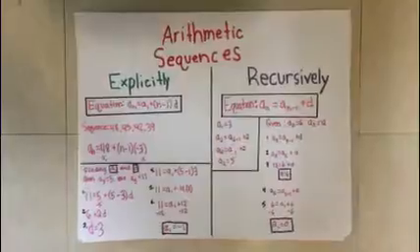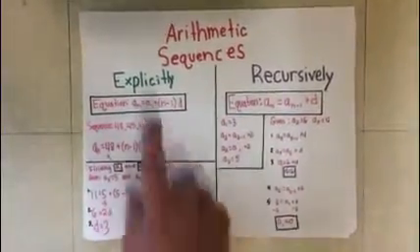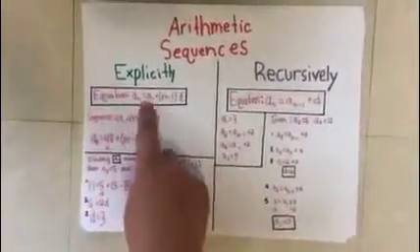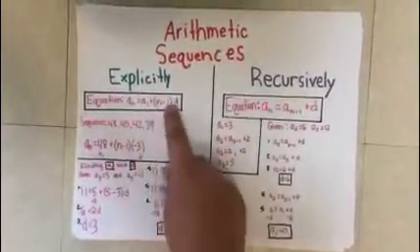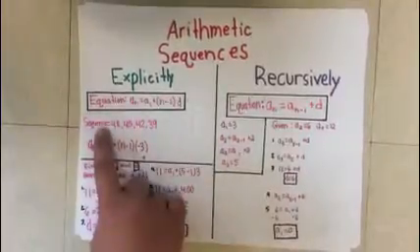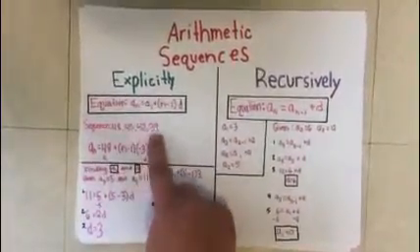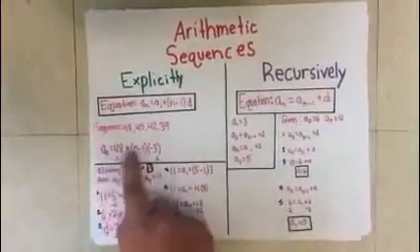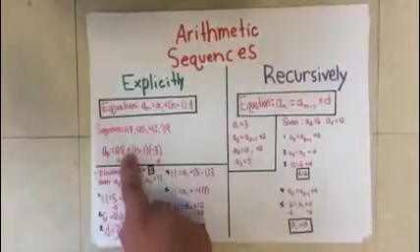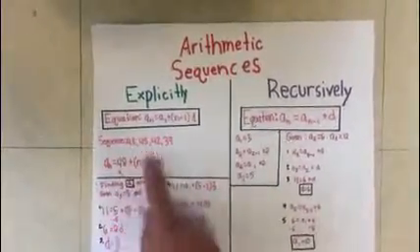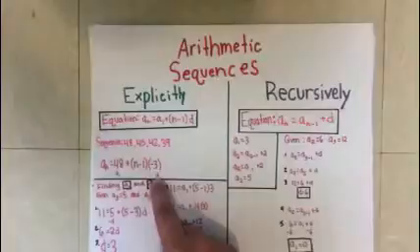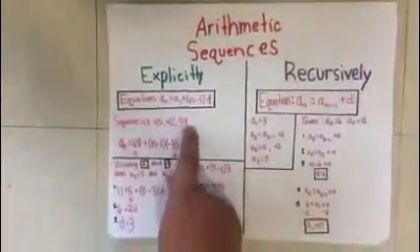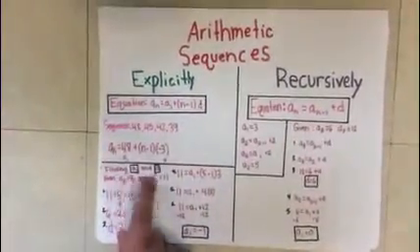Arithmetic sequences. There are two types of arithmetic sequences, explicit and recursive. The explicit equation is a sub n equals a sub 1 plus n minus 1 times d. Given the sequence 48, 45, 42, and 39, plug these numbers into the explicit equation. a sub n, 48, equals a sub 1, the beginning term, plus n minus 1 times d, the common difference, which is negative 3, because each of these numbers is going down by 3.